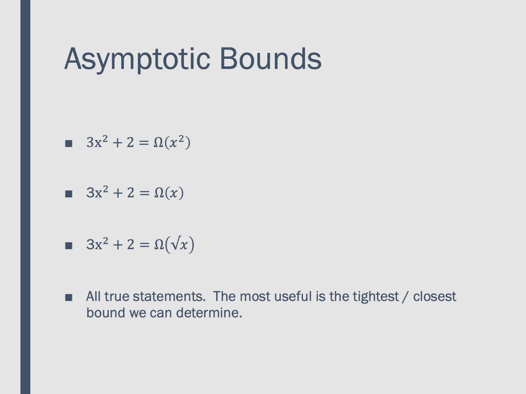So the important takeaway here is that while all these statements are true, the most useful lower bound is the tightest one, which in this case is x², the first one. It accurately reflects the minimum growth rate of 3x² + 2.